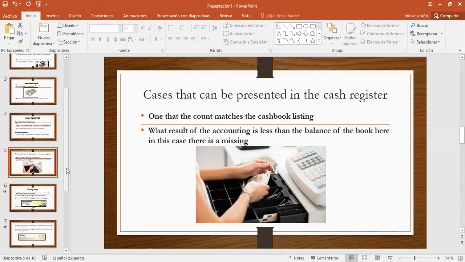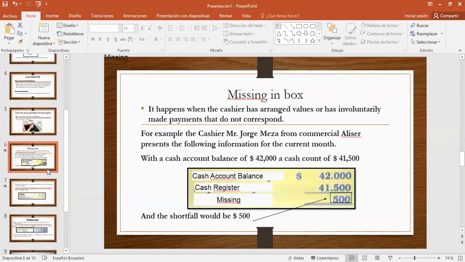Cases that can be present in the cash count. One, that the count matches the cash book listing. Two, when the result of the count is less than the balance of the book. In this case, there is a missing amount. A shortage in the book happens when the cashier misplaces receipts or has involuntarily made payments that do not correspond.